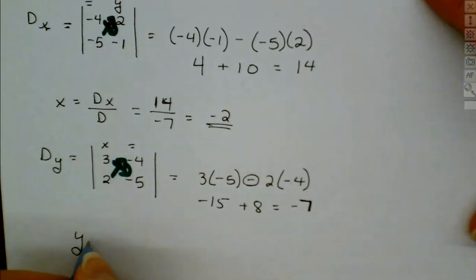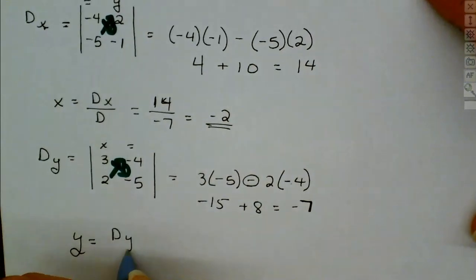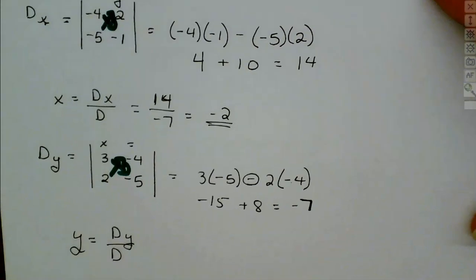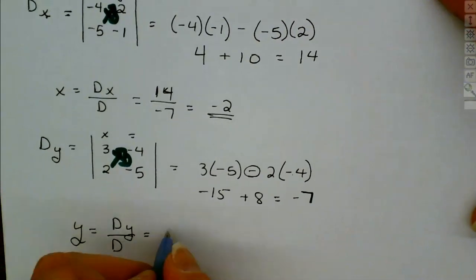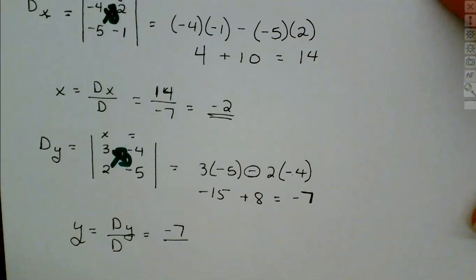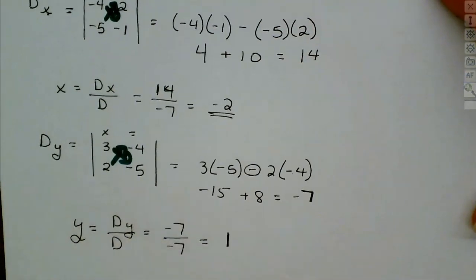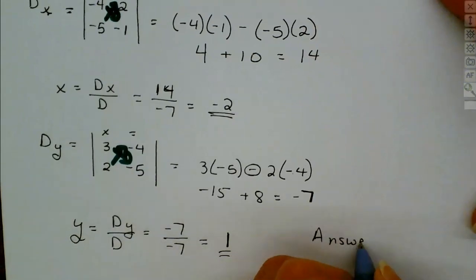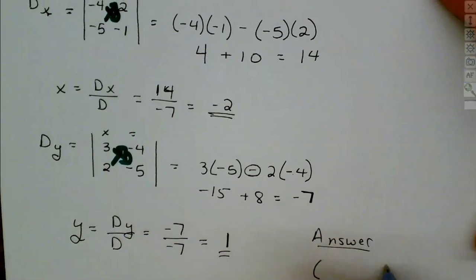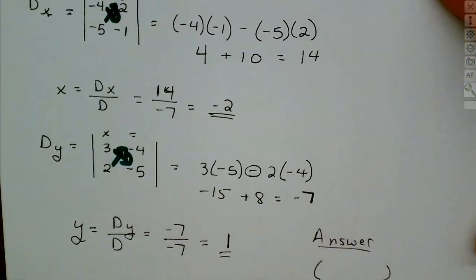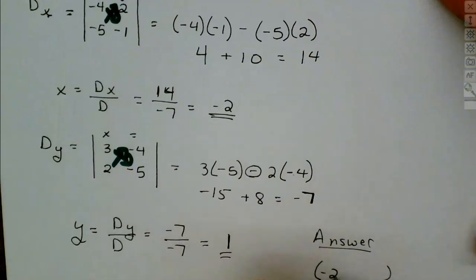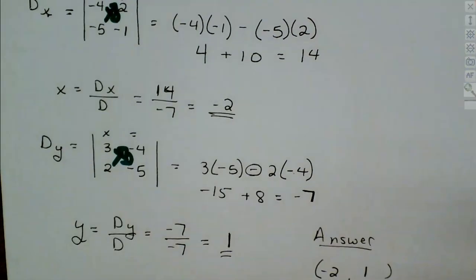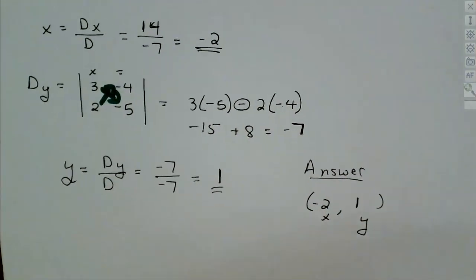So what is y going to be? Well, y is dy over d. And we found dy to be a minus 7. And what was d? Minus 7. So when we divide them out, what do we get? 1. What is my answer now as an ordered pair? My answer is, yep, minus 2, positive 1. Okay? And that's your answer.